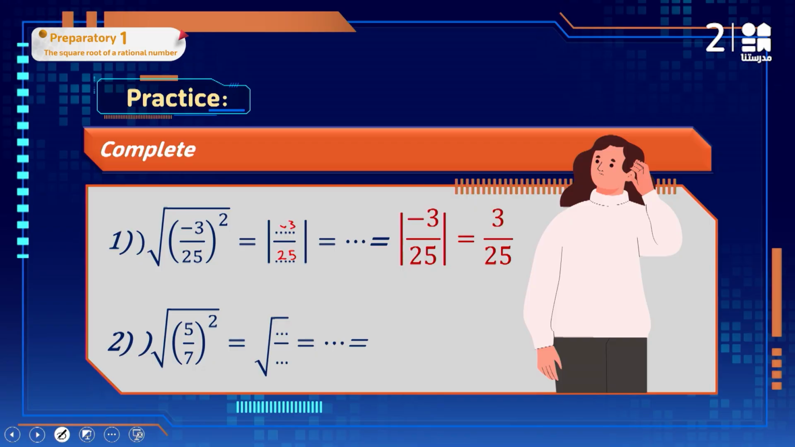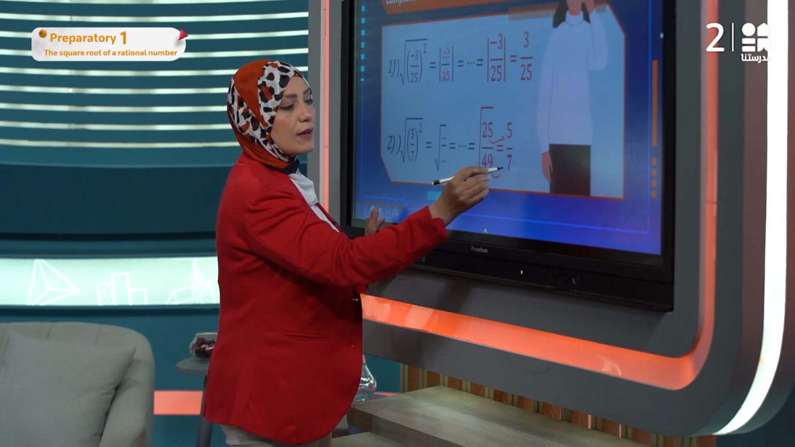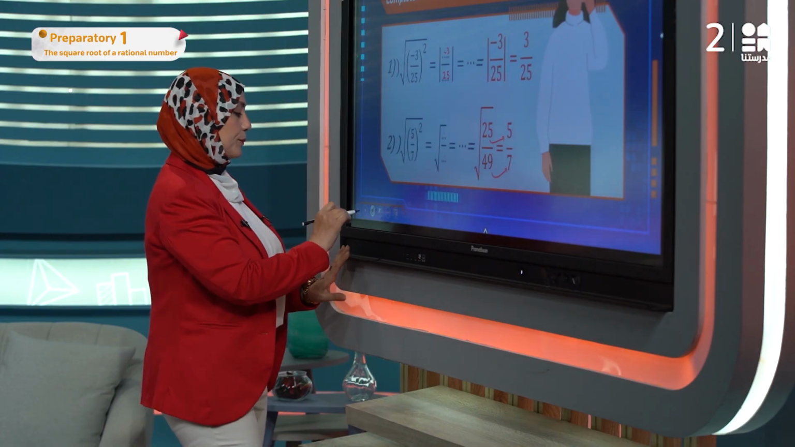Number 2, the square root of 5 over 7 to the power of 2, so equals. Here I need to write two numbers. The first one is 25, 5 squared, and the second one is 49. Then get it out from the square root, so 25 as 5, the square root of 49 as 7.